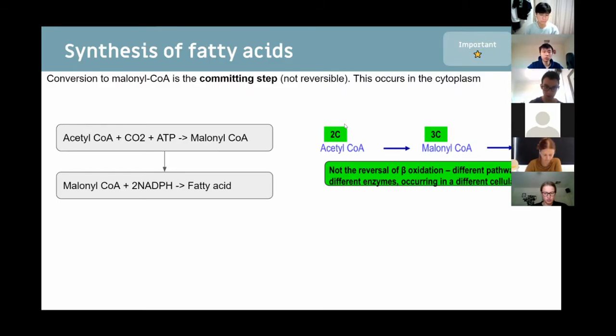Sorry, I'm going quickly. Stop me if you don't understand, but we've got lots to do. Conversion to malonyl-CoA is the committing step. You cannot go back after that. This is a high yield concept. After malonyl-CoA, you combine with NADPH. This is your introduction to NADPH. It's in a very similar family to NADH and FADH2, with similar function. It produces fatty acids. Next slide.